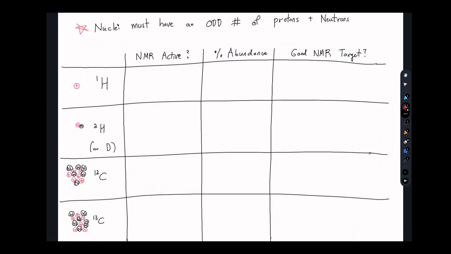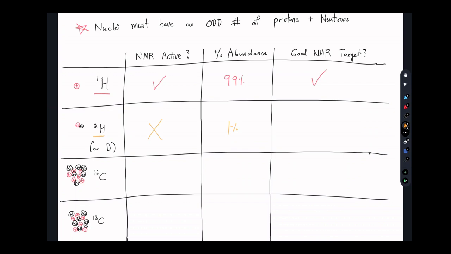So first, let's talk about the humble proton, or the hydrogen. Now, hydrogen in its 1H form, or that isotope, is NMR active. It exists in 99% abundance, which means that the 1H isotope of hydrogen is the most common by far, and this makes it a great NMR target. However, deuterium, also sometimes called 2H, is an isotope of hydrogen, has an extra neutron. So deuterium is not NMR active. It's also at low abundance.